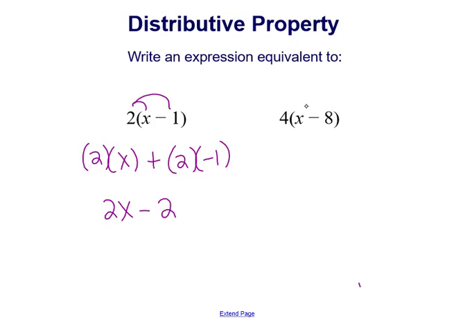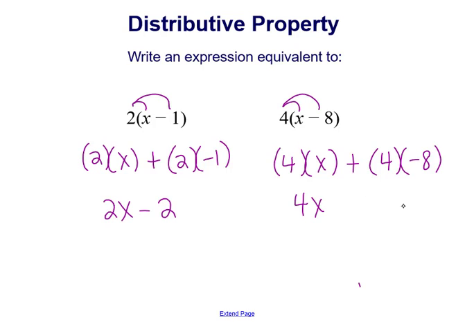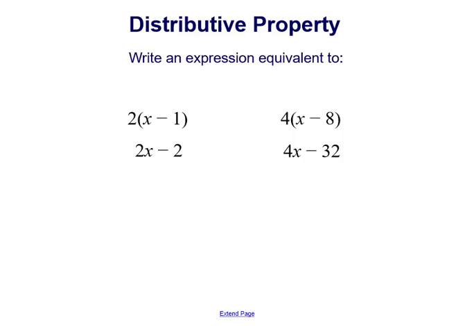In the second example, we're distributing 4 to the x minus 8, so we'll multiply 4 times x plus 4 times 8, or 4 times negative 8 rather, because it's a minus 8. So that we can simplify to 4x plus negative 32, or just 4x minus 32. Let's check our answers. Again, showing 2 times the quantity of x minus 1 is the same as 2x minus 2. And 4 times the quantity of x minus 8 is the same as 4x minus 32.